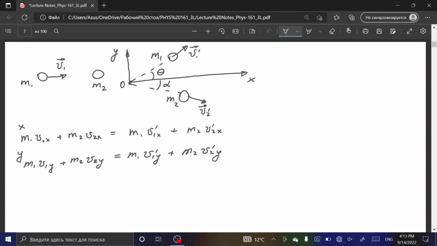So for axis x, what is our initial linear momentum vector along axis x? m1 times v1. Yes, because we see that it's oriented along axis x, so it doesn't have other components on y because it's parallel to axis x. So all initial linear momentum is oriented along axis x, so we can write it here: m1 times v1.